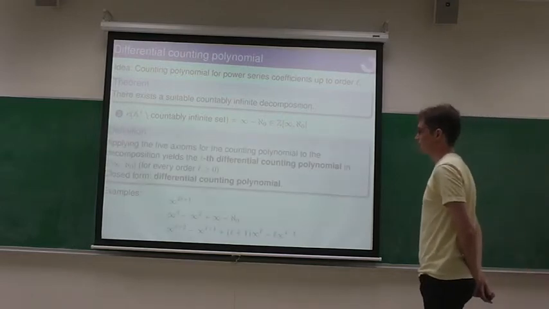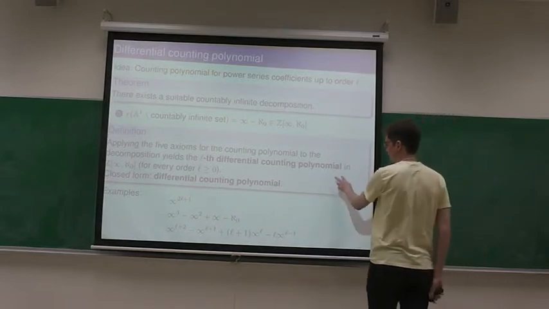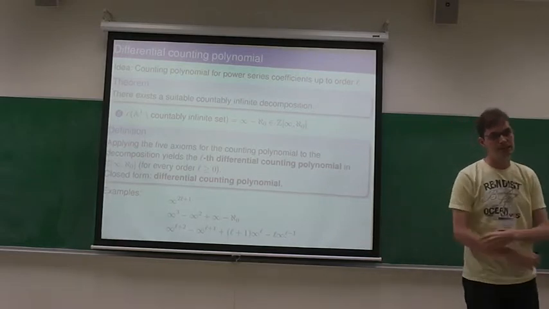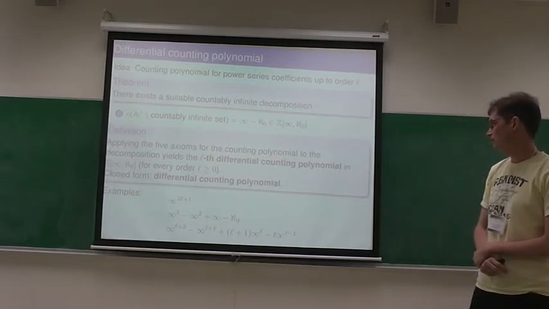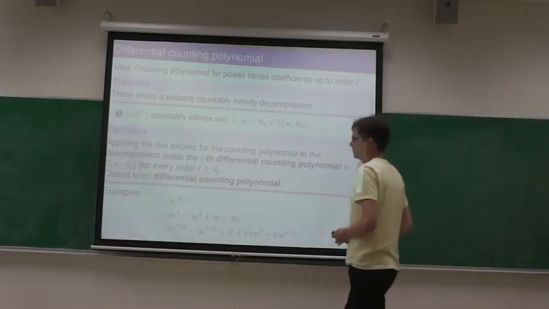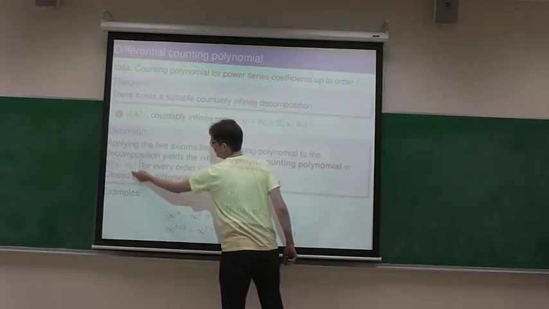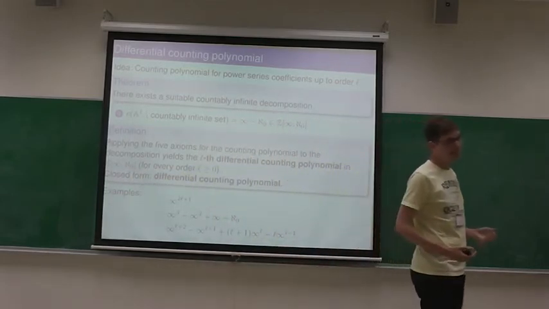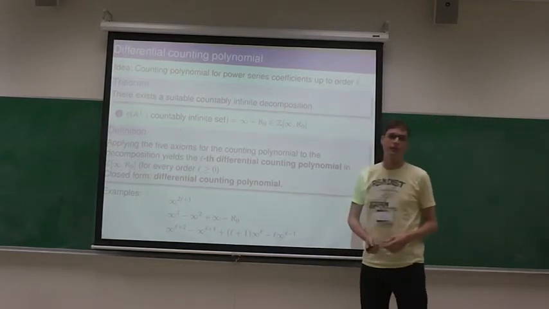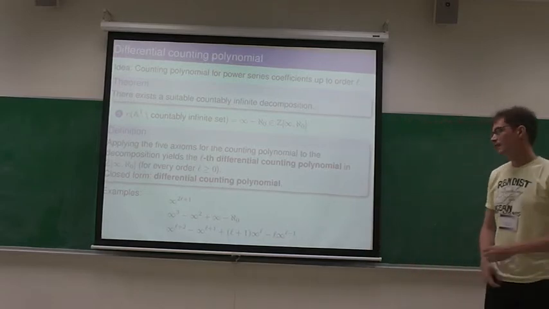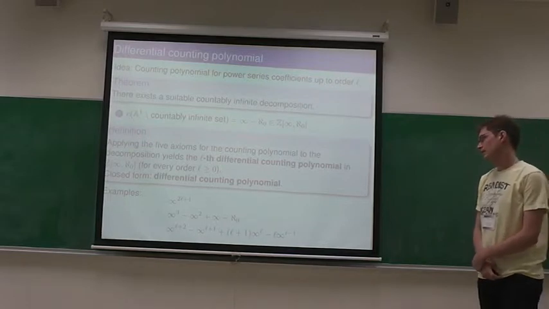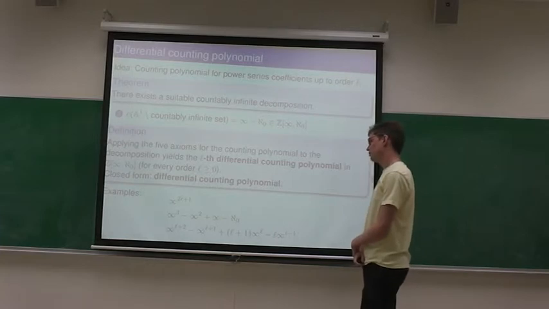Okay, using this, I first define the differential counting polynomial of order L. By just taking all constraints I can collect for the lower power series coefficients and computing this decomposition, applying the axioms. This is a polynomial in infinity and Aleph naught. And if I get a closed form of this polynomial, then I call it the differential counting polynomial. Actually, all examples I've seen had a closed form, but I was not able to show that there was always a closed form. So how does such a closed form look like?